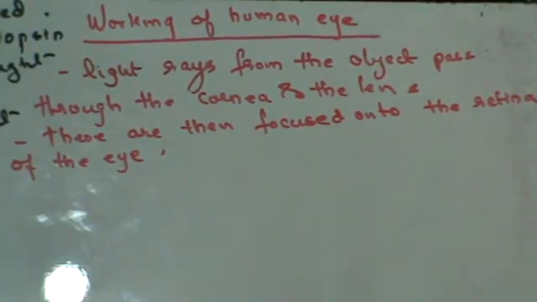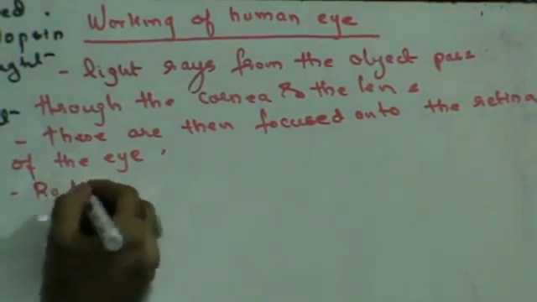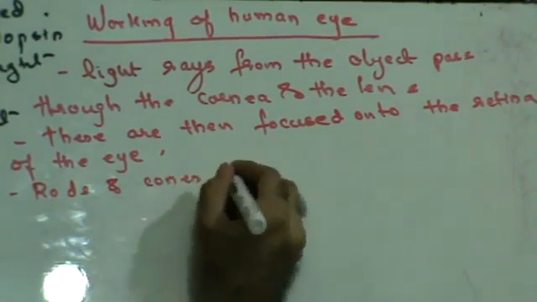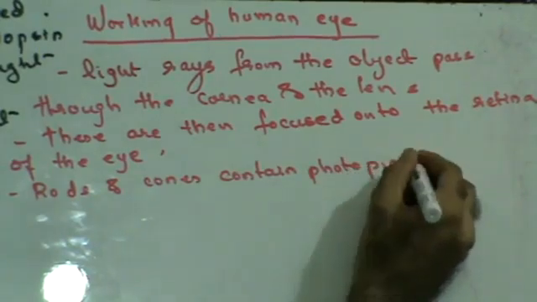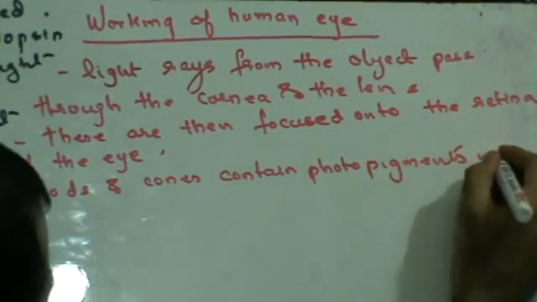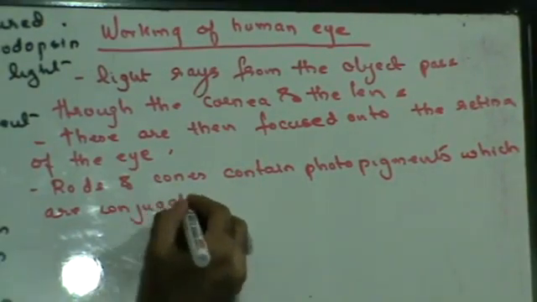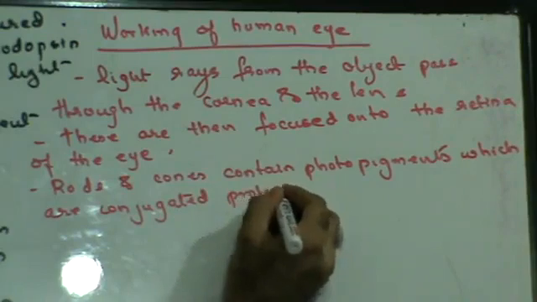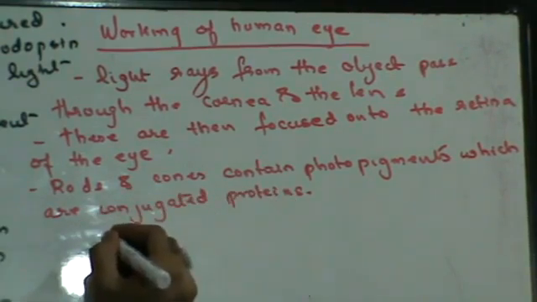The rods and cones contain photopigments, which are conjugated proteins. Right? They are composed of these rods and cones photopigments.